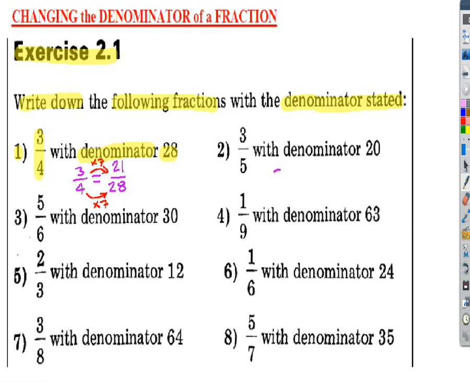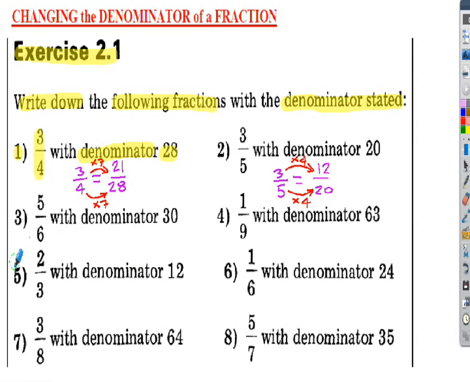Question 2, I'm given a fraction of 3 divided by 5. And I've been asked to make the denominator in this case 20. So again, what do I multiply 5 by to get 20? I multiply 5 by 4. So I need to multiply the top by 4 to ensure I don't affect the fraction. So 4 times 3 is 12. So 3 upon 5 is the same as 12 upon 20.